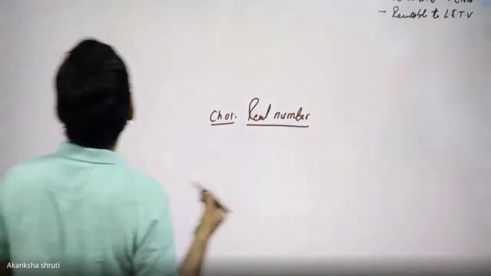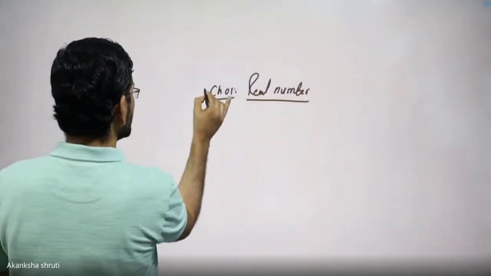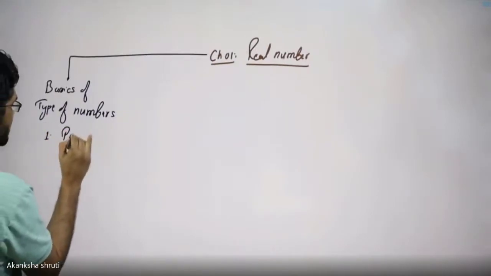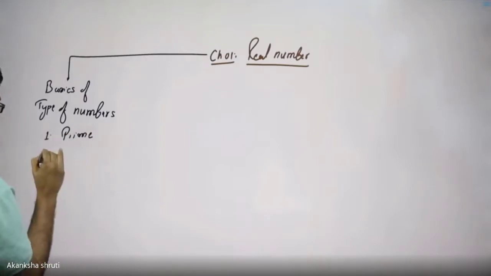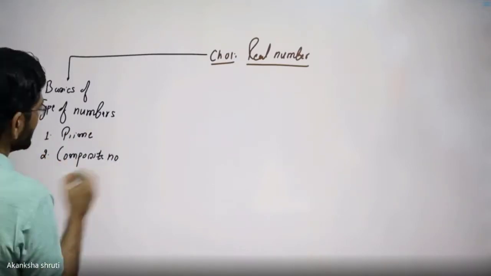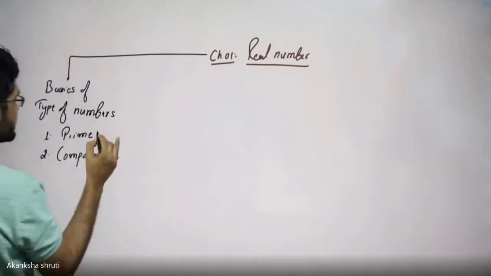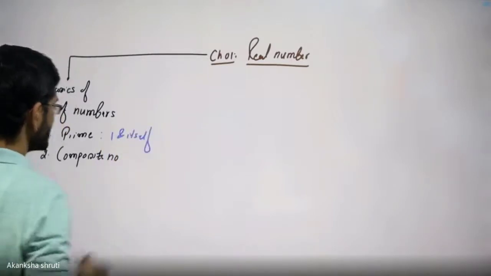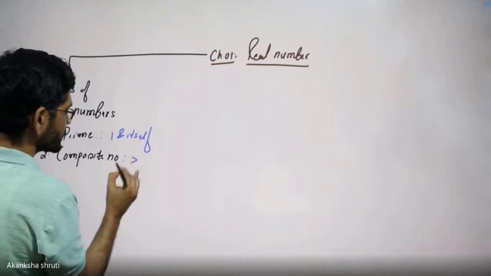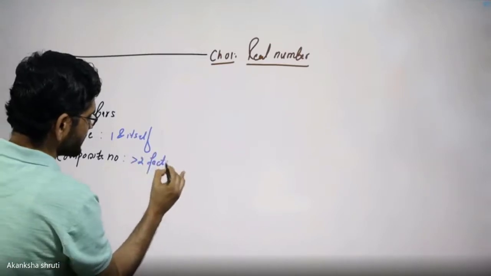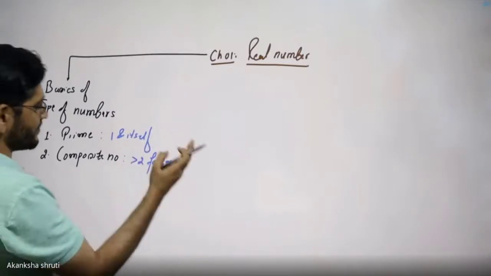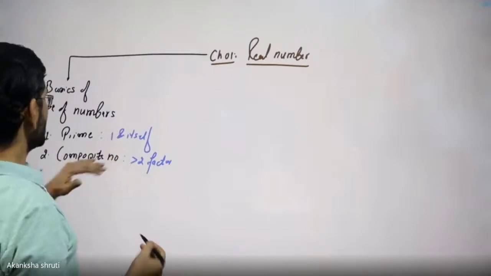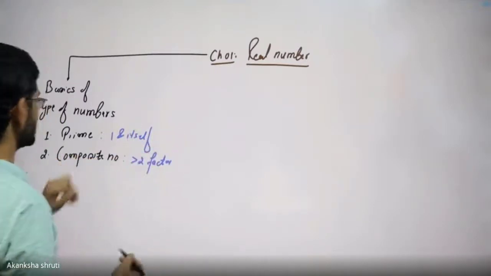Real numbers. First you should know the types of numbers, which is the very basic thing. Exclusively we have to understand what a prime number is and how to check whether it is prime or not, and what a composite number is. Students, a prime number means it has only the factors 1 and itself. A composite number has more than 2 factors, meaning it is divisible by more than 2 numbers. Other than 1 and itself, it must be divisible by some other number. Then it is composite.